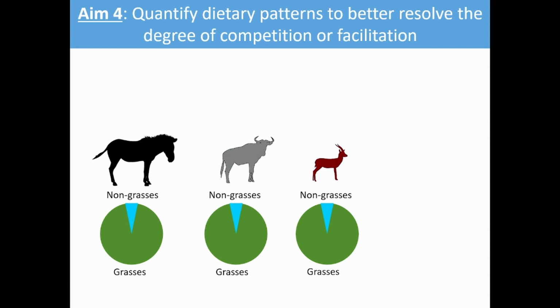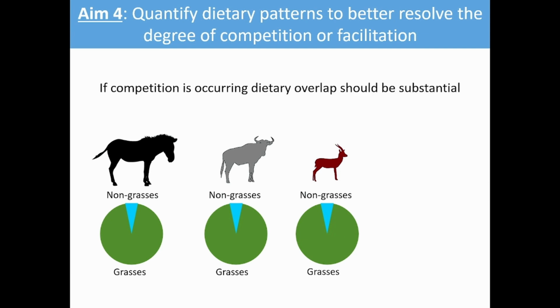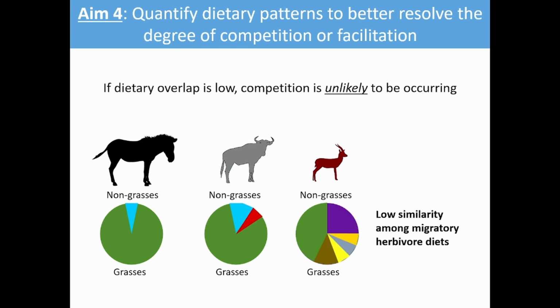So our fourth and final aim was to analyze and quantify diet patterns to better resolve the degree of competition versus facilitation. The idea being that if competition is occurring, there has to be a lot of dietary overlap, whereas if dietary overlap is low, either competition is not occurring or there's significant resource partitioning.